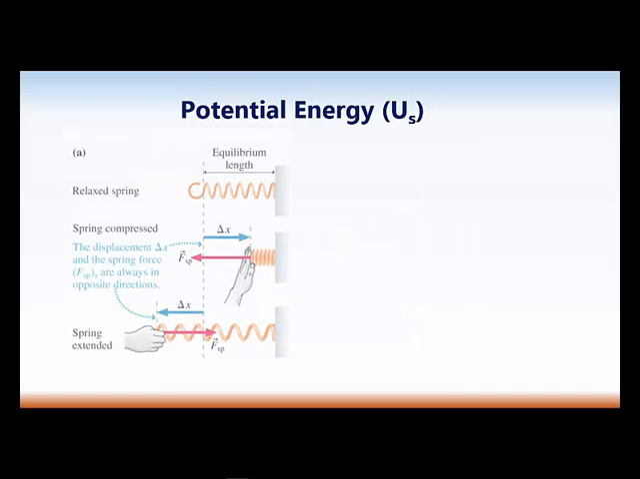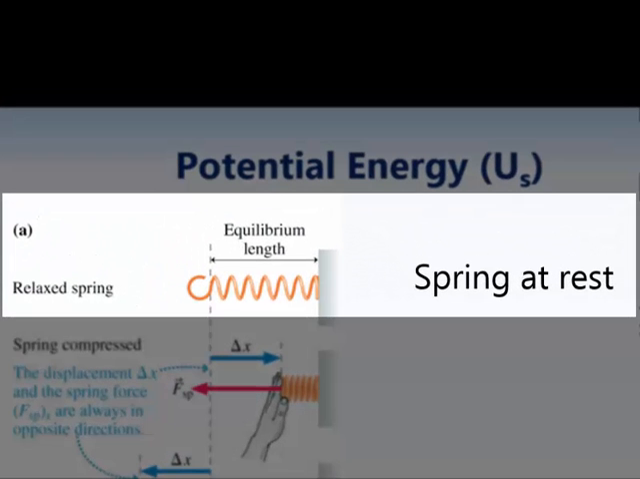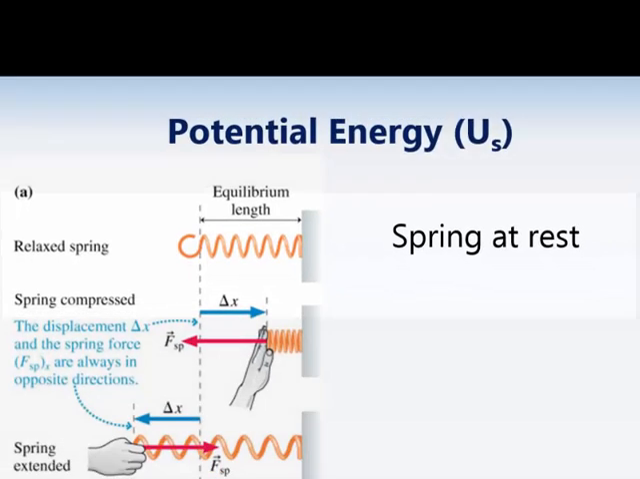Before we understand elastic potential energy, we need to spend a little time understanding how springs work. Now here we have a spring up at the top, which is at rest. In other words, it's not being stretched or compressed. It is at its equilibrium length. So at this point, the displacement is 0.